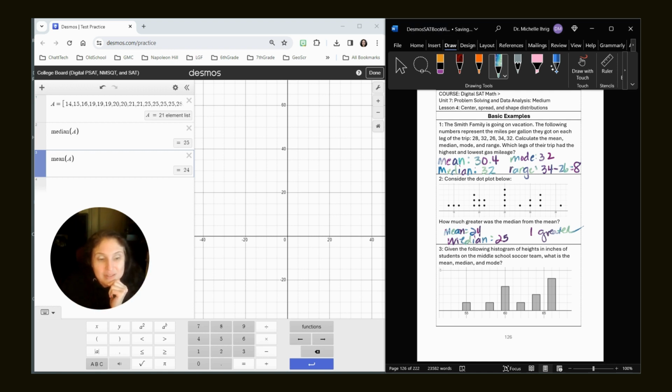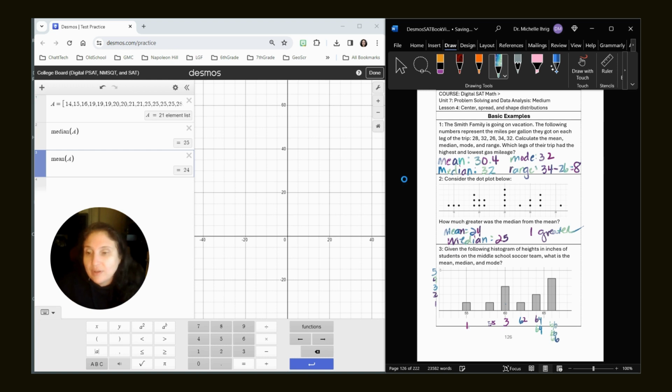Given the following histogram of heights in inches of students on the middle school soccer team, what is the mean, median, and mode? This is the same idea. Here we can see we have 1 here, because this says 5. So at 55, we're going to write 1. Then 56, 57, 58. At 58, we're going to write 158. Here there's 1, 2, 3. There's nothing at 61. We have 1 at 62. We have 2, nothing at 63. We have 2 at 64, nothing at 65, and then we have 4 at 66.